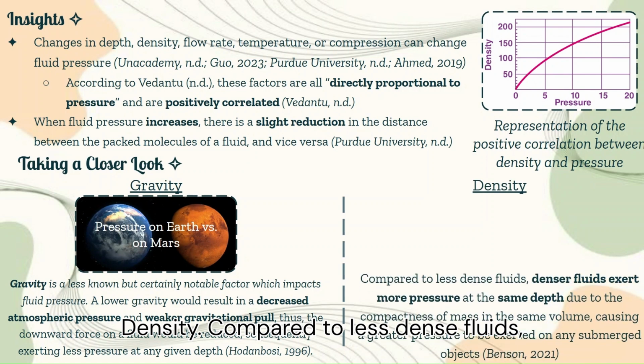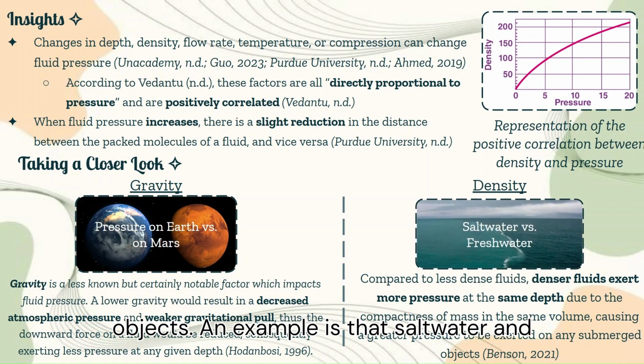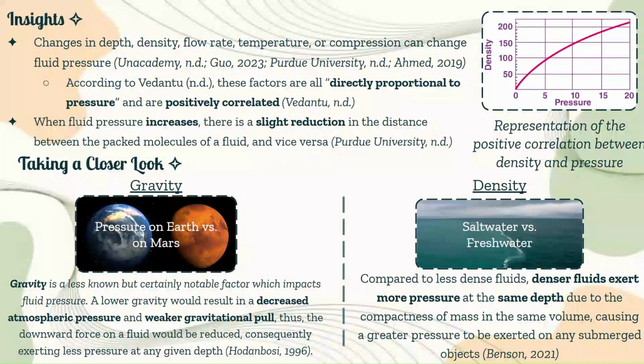Density. Compared to less dense fluids, denser fluids exert more pressure at the same depth due to the compactness of mass in the same volume, causing greater pressure to be exerted on any submerged objects. An example is that saltwater and freshwater cannot mix easily because saltwater is denser due to its higher salinity, which creates a natural distinction called a halocline where the two layers resist mixing, also caused by a difference in fluid pressures.